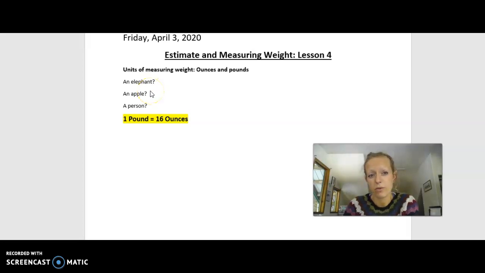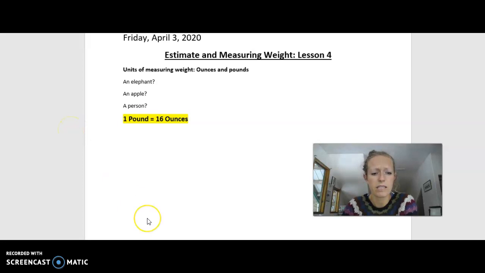What about an apple? Would that be more appropriate to be measured in pounds or in ounces? An apple, being considerably smaller than an elephant, would probably be best measured in ounces. If you measured it in pounds, you might end up with a fraction of a pound or a decimal. It's not going to be as clean of a number to work with. So you'll go ahead and use ounces. What about a person? Do you remember your parents telling you how much you weighed when you were born? You were probably something like 8, 9, 10, maybe 10 pounds and something ounces. So that's an example of where you'll hear both of those units used in one place.